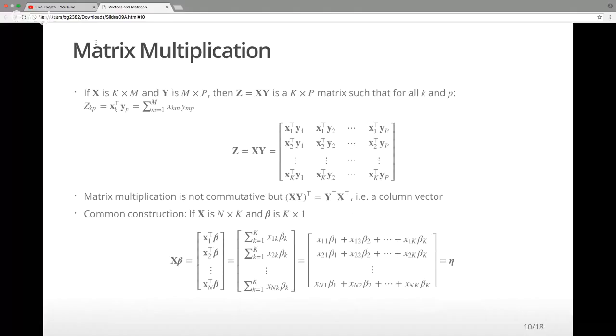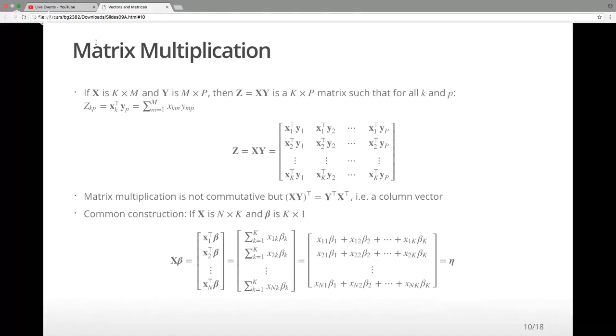First row, first column of Z is the vector product of the first row of x and the first column of y. Over here, Z2P is the vector product of the second row of x and the pth column of y. Finally, in the bottom right, we have the vector product of the kth row of x and the pth column of y.